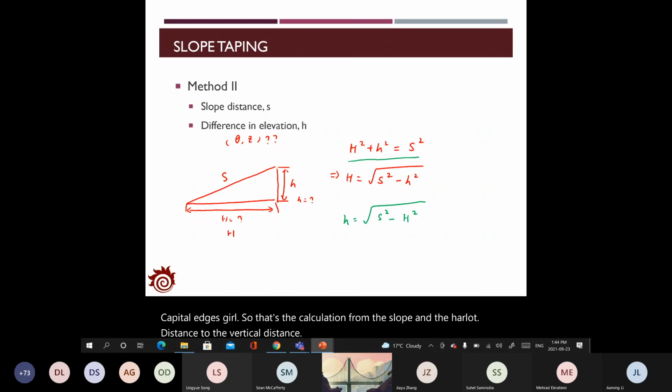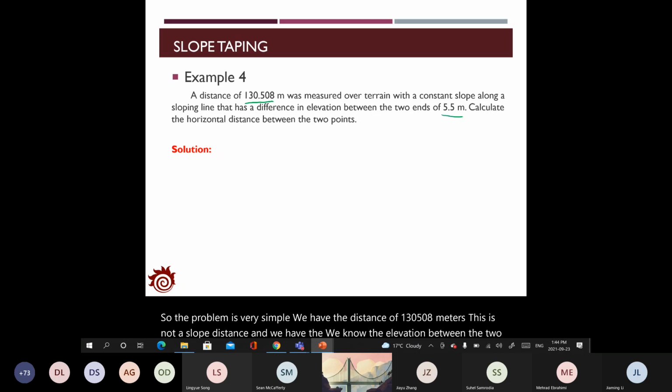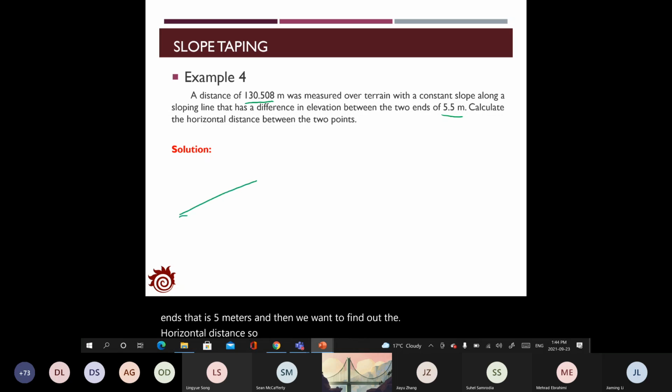And next, we're going to show you one example of how to use this Pythagorean algorithm to calculate the horizontal distance. The problem is very simple. We have a distance of 130.508 meters. This is the slope distance, and we know the elevation difference between the two ends, that is 5 meters, and then we want to find out the horizontal distance. So still, you have to draw a graph to show that problem.